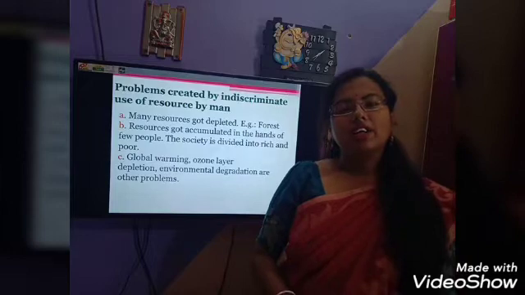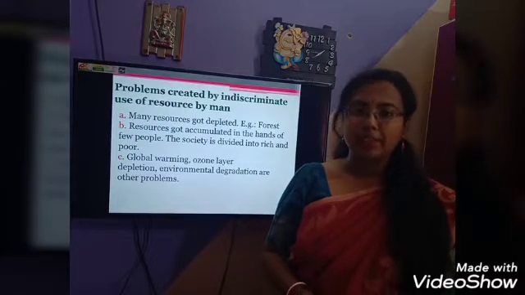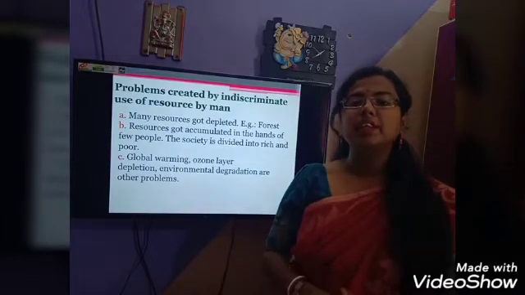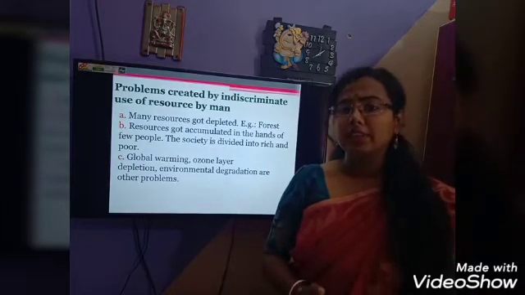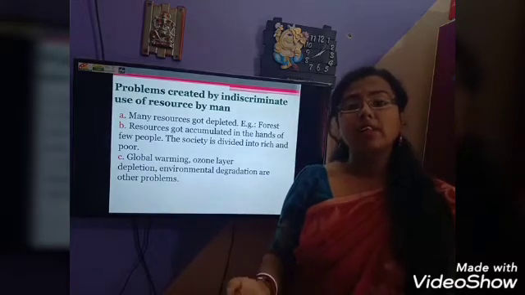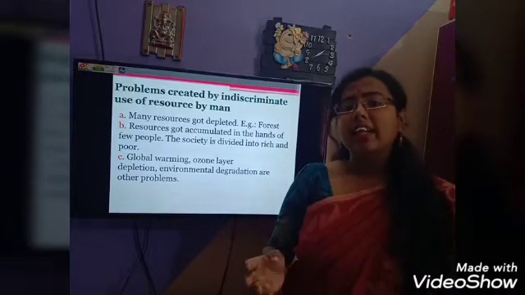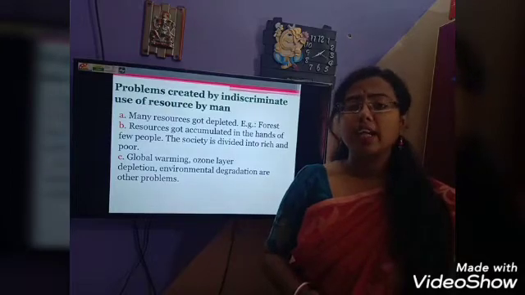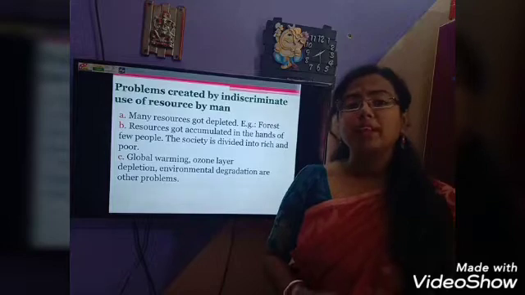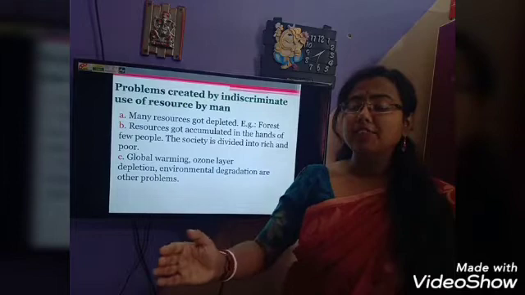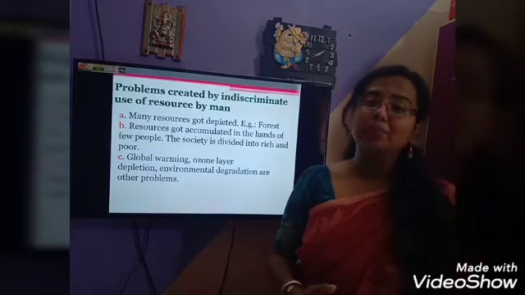Now, as the natural resources are limited, but our population and our demand are increasing day by day, we can observe that there is indiscriminate use of resources. What kind of problems are we facing? First of all, many of the resources are getting depleted, like many flora and fauna. Some animals and plants have already become extinct, and some are on the verge of extinction due to our behavior. Next, due to indiscriminate use of resources, the rich people have access to most of the resources, whereas the poor people cannot access them. With this problem, many severe problems are also attached, like global warming, environmental degradation, ozone layer depletion, etc.